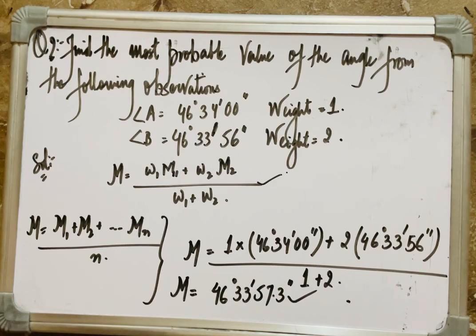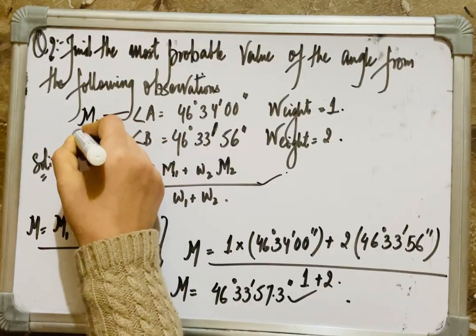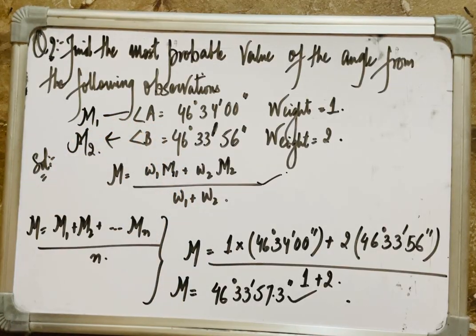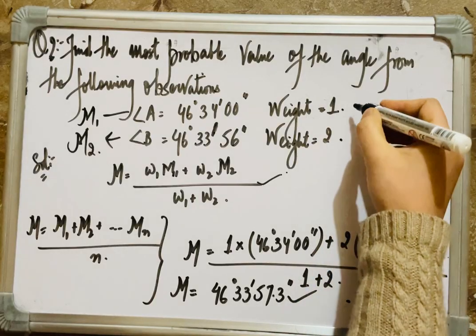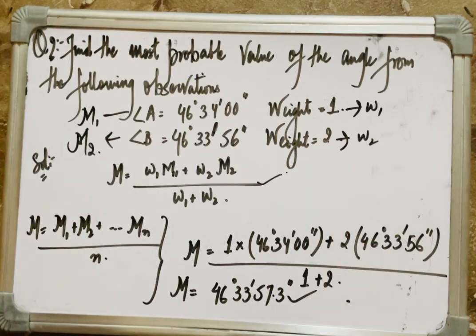All right, so I calculated the most probable value of the angle from the following observations. W1 and W2 were the corresponding weights and the observations were M1 and M2. This was my M1 and in this case this was my M2. My observations and my weights. And I calculated the most probable value.